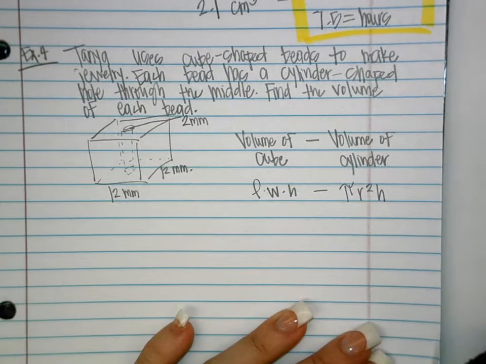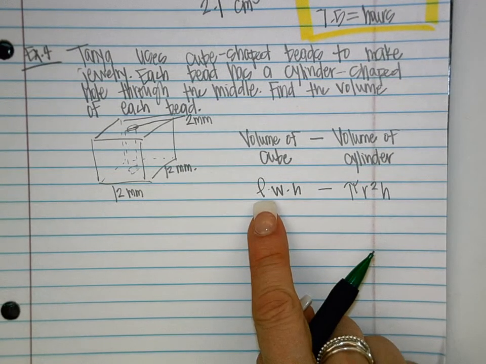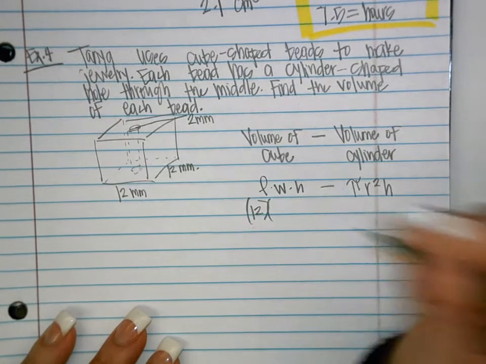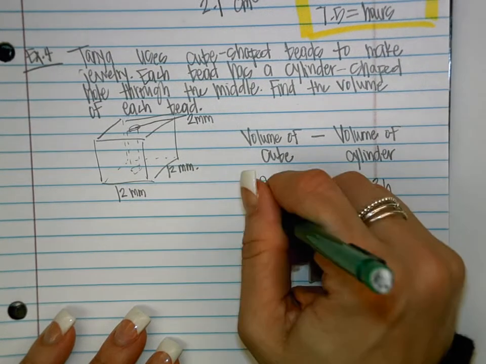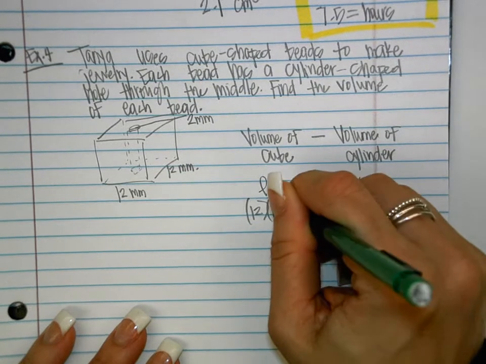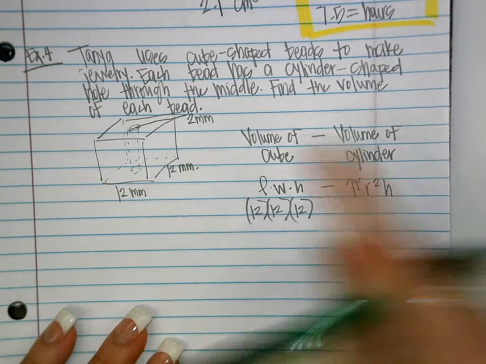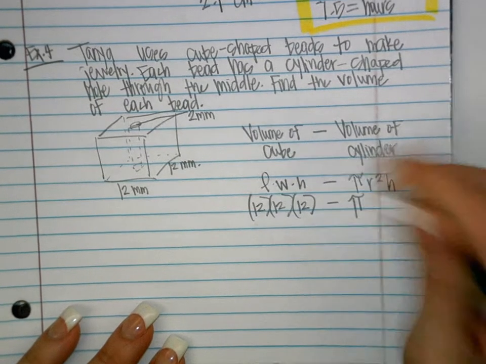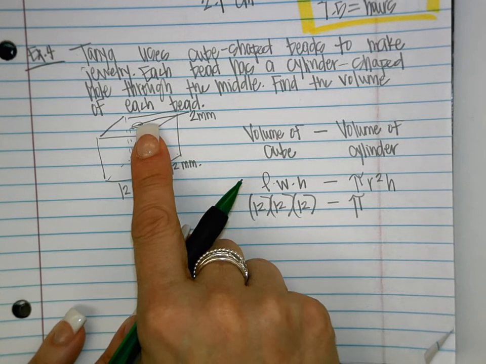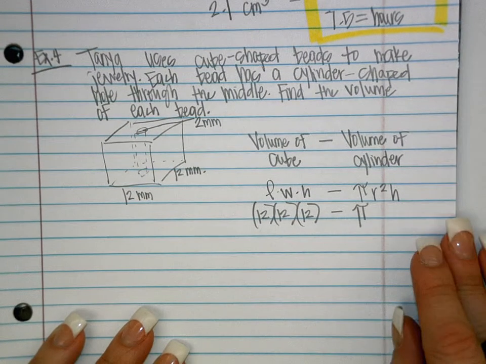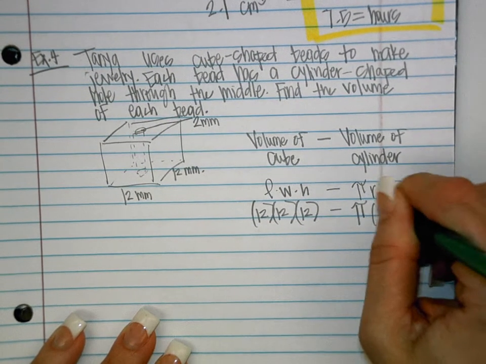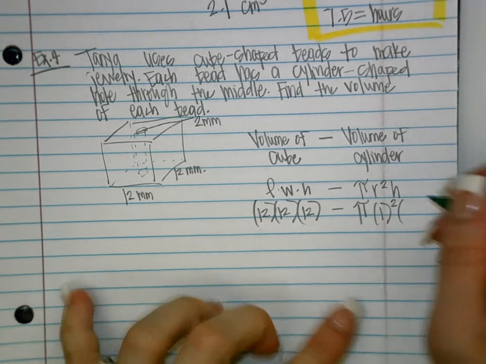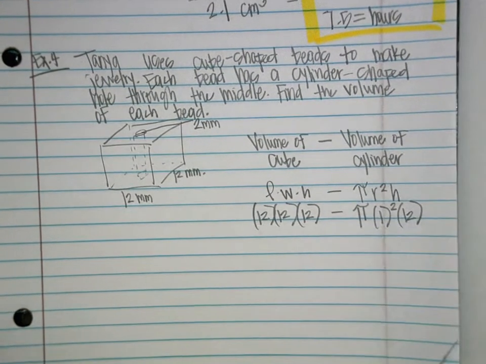Okay, hold on. So what would be the length of this cube? 12. What's the width? 12. What's the height? 12. It's a cube, so they're all exactly the same. Minus pi. What's the radius of this cylinder if the whole across is 2 millimeters? 1. Squared times what's the height? 12. So you actually have to do this math.